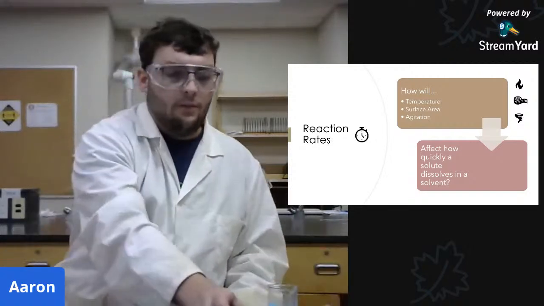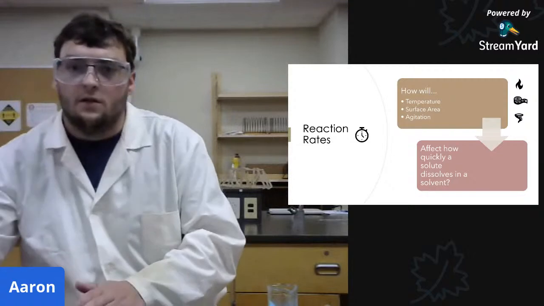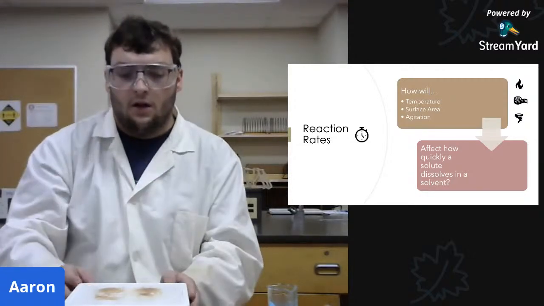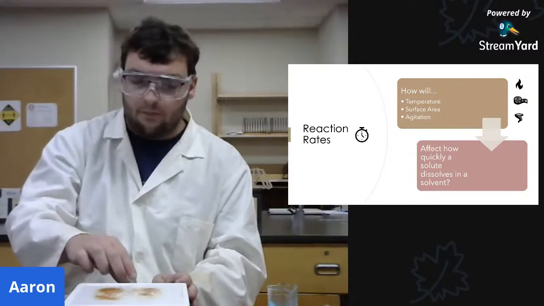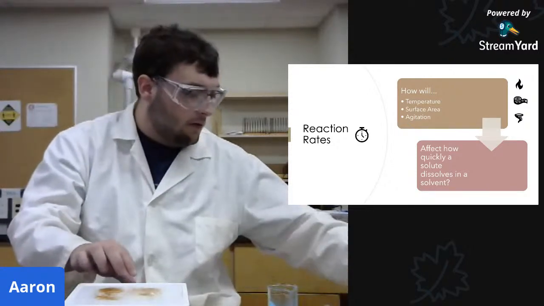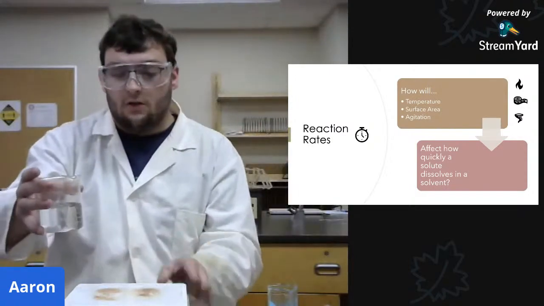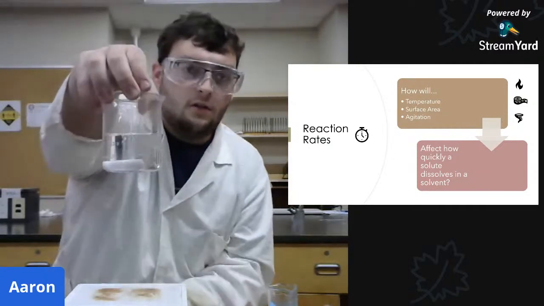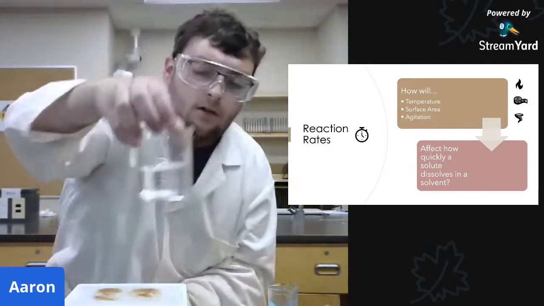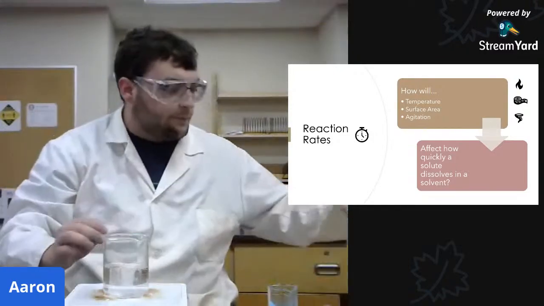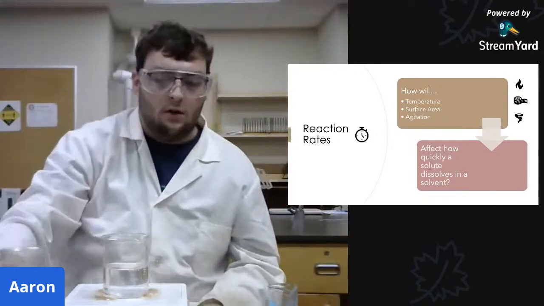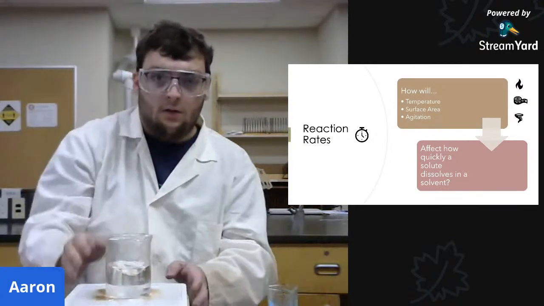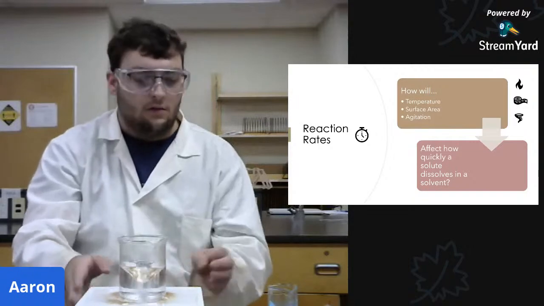So first up is agitation. So you'll see here that I have a hot plate, and I'm not actually going to turn it on, but I will have a stir bar in here. So you can see there's a little magnetic stir bar in here, and this beaker is just water without a stir bar. So I'll turn it on, and we'll start stirring this mixture.